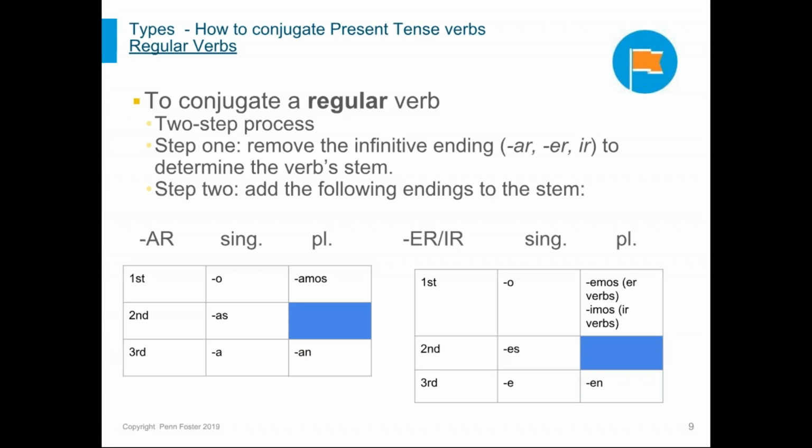The key difference here is in that first person plural, top right. For ER verbs, there are two possibilities. If it's an ER verb as an infinitive, the ending must be EMOS. If it is an IR verb, then the ending must be IMOS. And you will soon see some examples of each of those types.